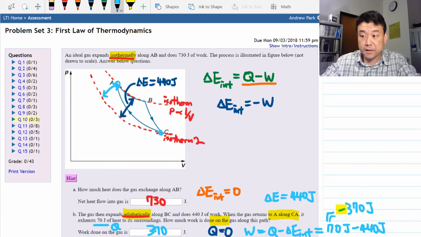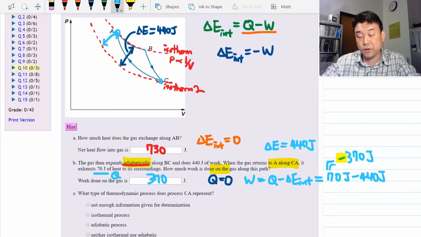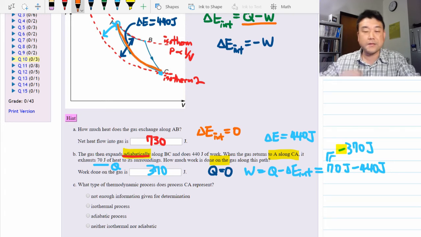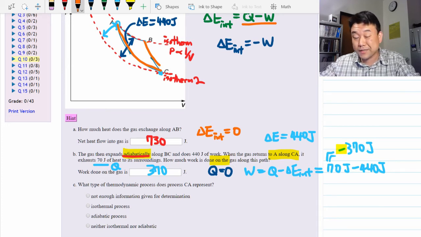Now for part C, this is where a good understanding of what isothermal and adiabatic means is very useful. It's asking, what type of thermodynamic process does the process CA represent? If you somehow got into the bad habit of seeing a curve and thinking curve means isothermal, then you're going to get tricked the way I meant to trick you. An adiabatic curve is also a curve. Look at process B to C. It's a curve, not a straight line. One of the sections in chapter 3 covers them more thoroughly.